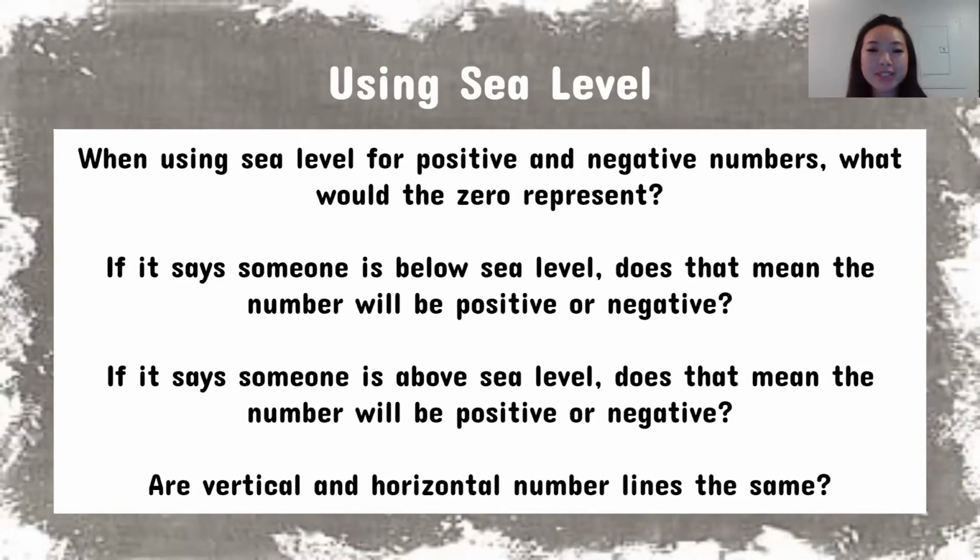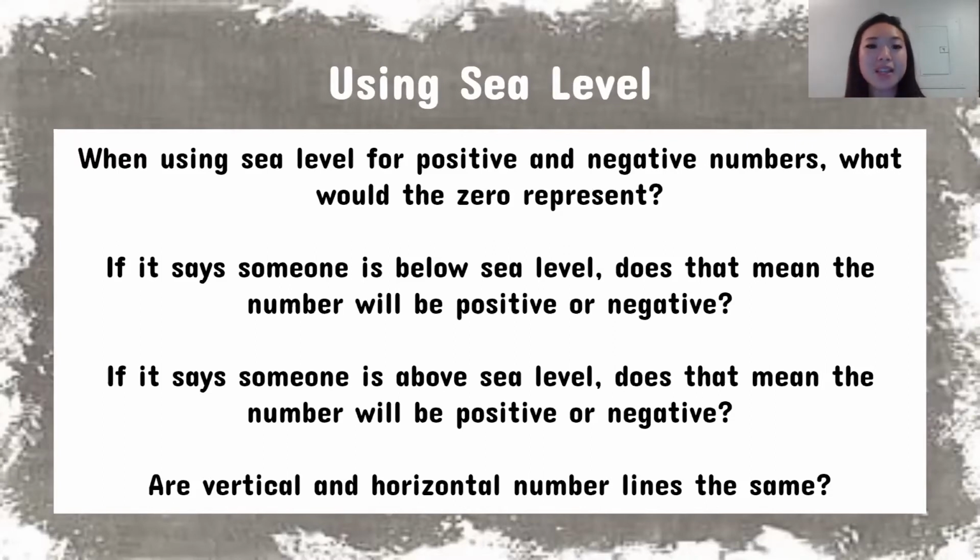All right, so I hope that was enough time for you guys. When I go over the answers, you guys can think about that, write it down, because it will be super important moving forward. So when using sea level for positive and negative numbers, what would the 0 represent? So in sea level, if this was the sea, my pen is the sea, we have above sea level and below sea level. So that means our sea level in this representation would be 0. So sea level would represent 0 because that is the flat, straight point that we want to be at.